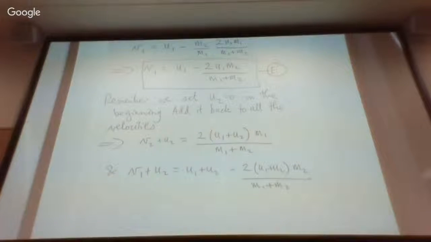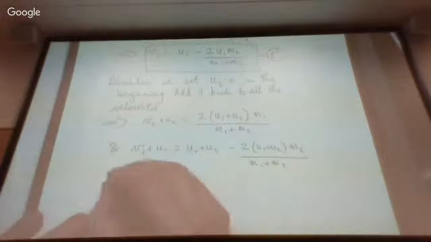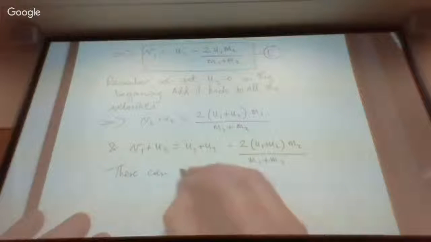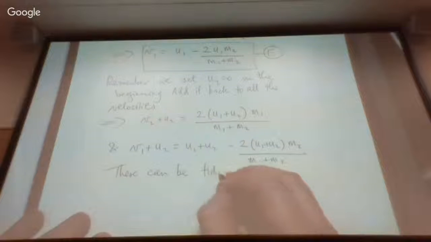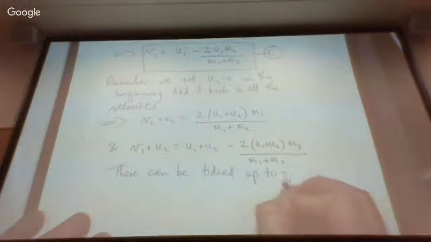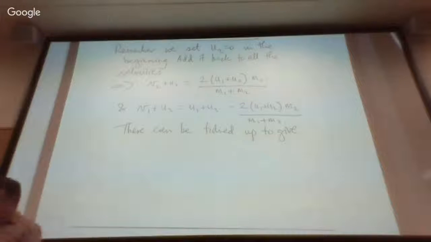But then the U2s can simply move to the other side. We can get rid of them, and we can again recover the form of equations that we want, which is V1 and V2 in terms of the old information. So I won't go through all the steps, but these can be tidied up just using basic algebra, to give what are called the velocity solution equations for one-dimensional elastic collisions.